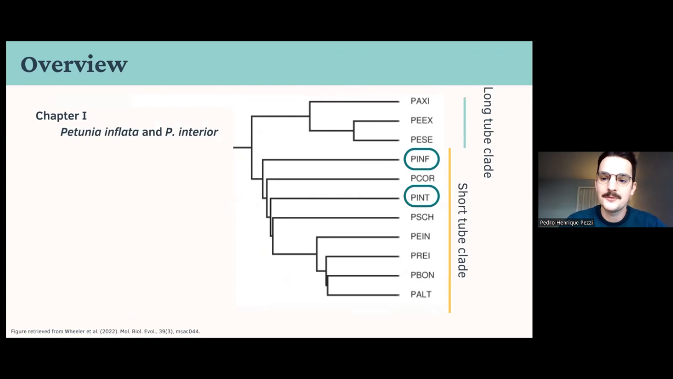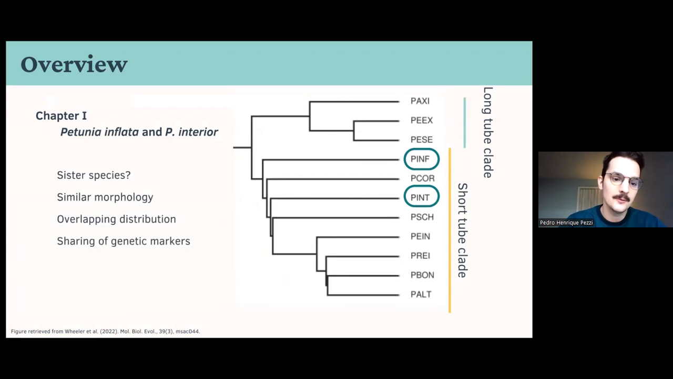And we decided to look a little more into those species because we thought they were sister species. They also have a very similar morphology. It's very hard to distinguish them. Also, they have an overlapping distribution. I'm going to show you on the map in the next slides. And several works show that they share several types of genetic markers.